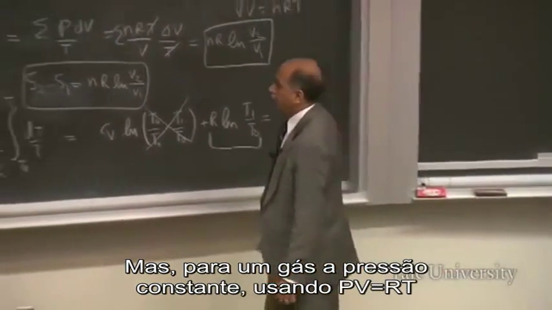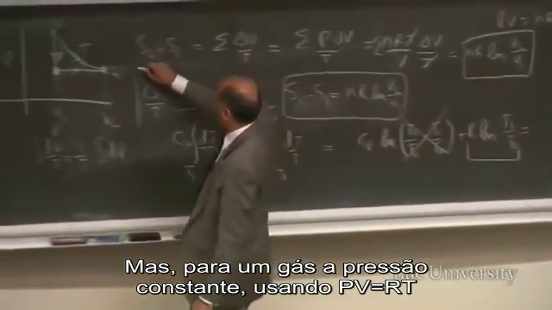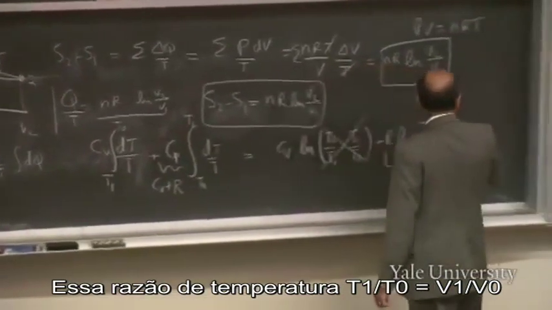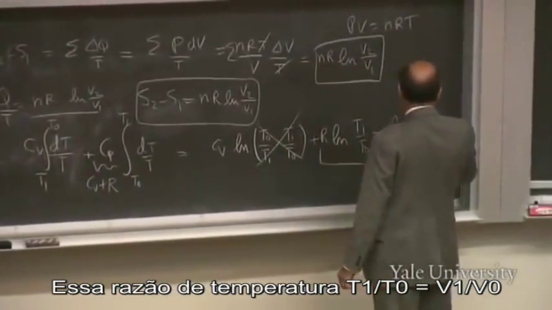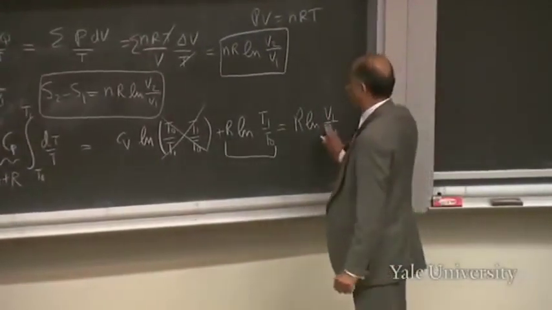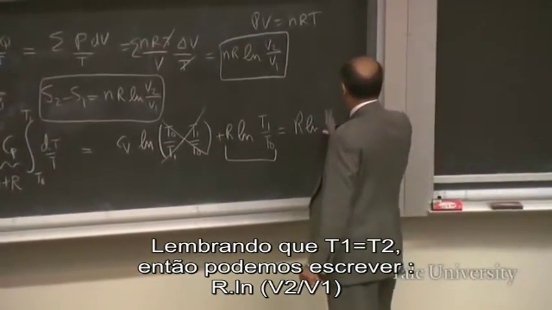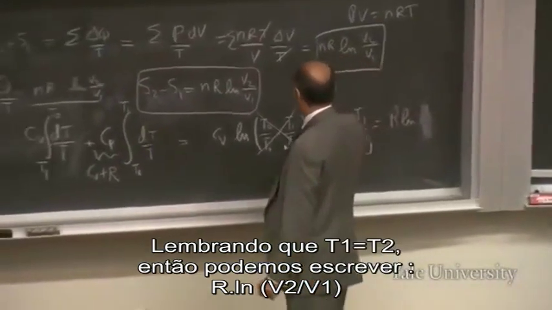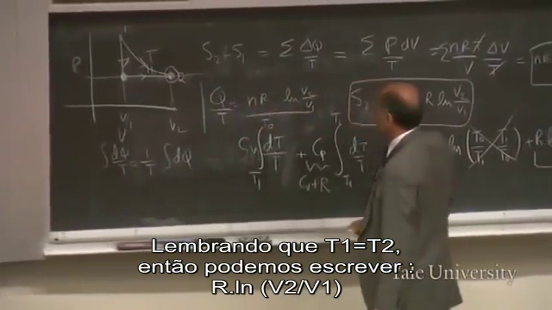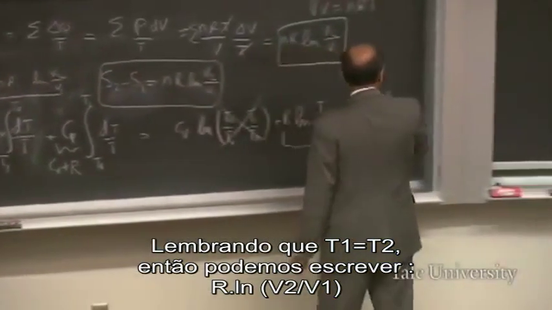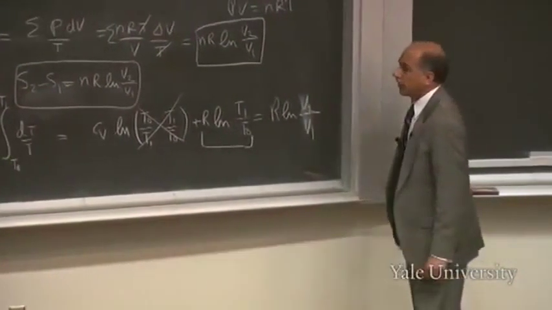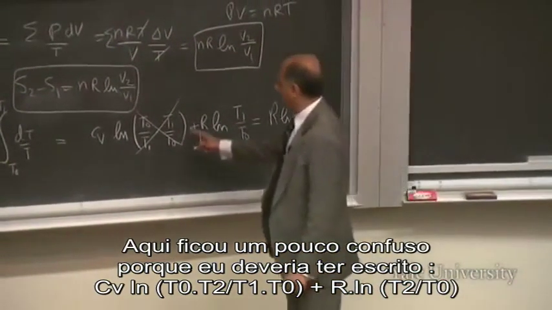But for a gas at constant pressure, using PV equal to RT, this ratio of temperatures is also the ratio of the volumes. So this one, I'm sorry, I should write it more carefully. When I say T1, I really meant the temperature at this second point. So that temperature over this temperature is also that volume divided by the initial volume, which is V1. See, this is a confusing problem because T1 happens to be T0.